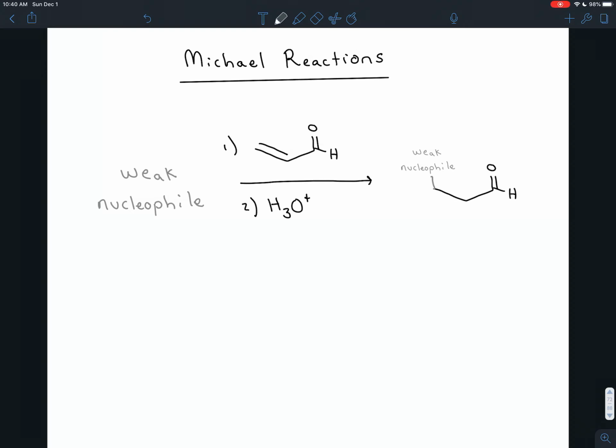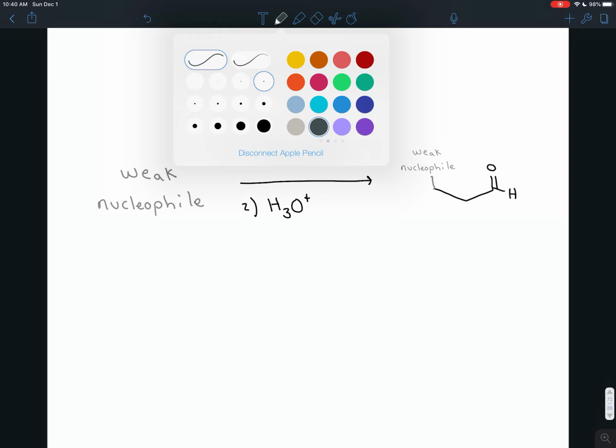Michael reactions are a way of putting a weak nucleophile on the beta carbon of an aldehyde or a ketone. So you always start with a weak nucleophile, and you'll end up with that weak nucleophile on the beta carbon of an aldehyde or ketone. Now what you need to do that, always, will be an alpha-beta unsaturated aldehyde or ketone.